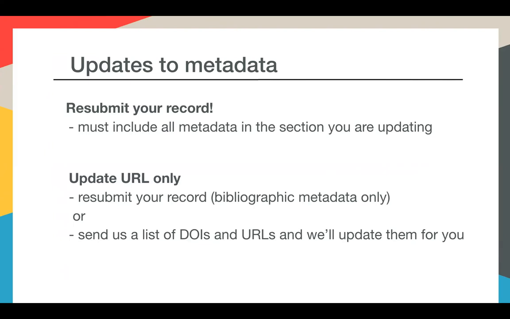URLs are a bit of a special case. You can update your URLs by resubmitting the bibliographic portion of your metadata record with a new URL, or you can send us a list of DOIs and URLs and we'll update them for you. And so that would just be a tab separated list of DOIs and URLs. You can send that using an email to our support team at support@crossref.org.